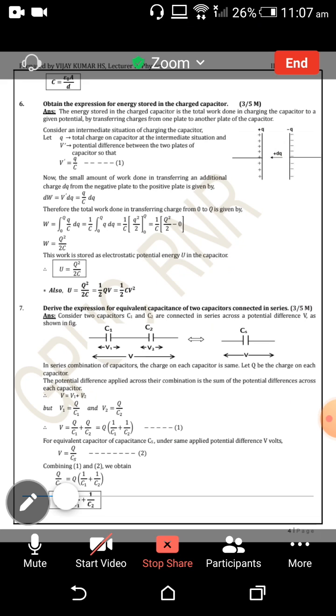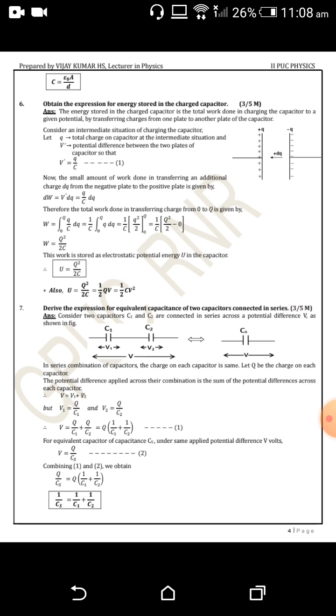So here, to derive this, as you know that in a capacitor, one plate consists of positive charge and the other plate consists of negative charge. Okay, let us see how the energy is stored in the charged capacitor. It is said that the energy stored in the charged capacitor is the total work done in charging the capacitor to a given potential by transferring charges from one plate to another plate of the capacitor.